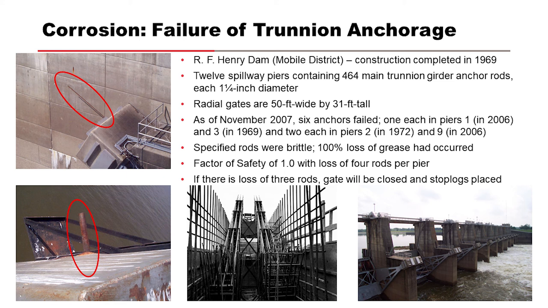This one in particular is a pretty massive radial gate, and they had 464 anchor rods, and six of them have failed over the years, and they back calculated a factor of safety of one, where you would be concerned. So if it gets close to that factor of safety of one, they're going to close the gate, set the bulkhead, and not use that one.